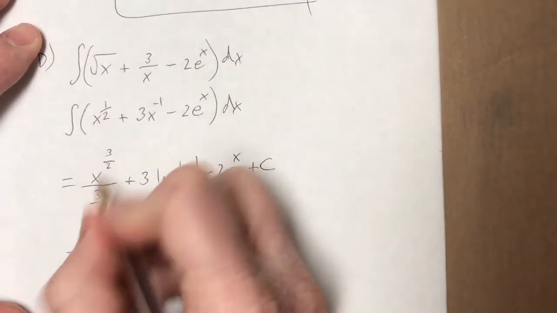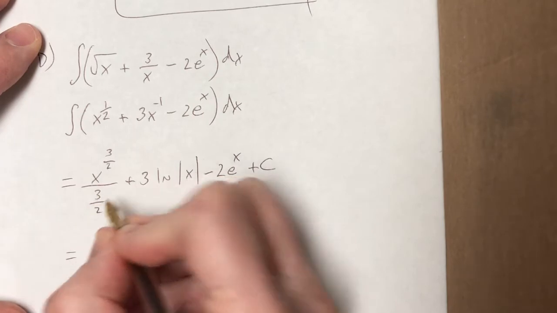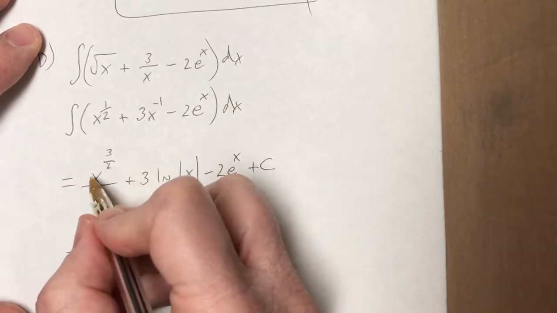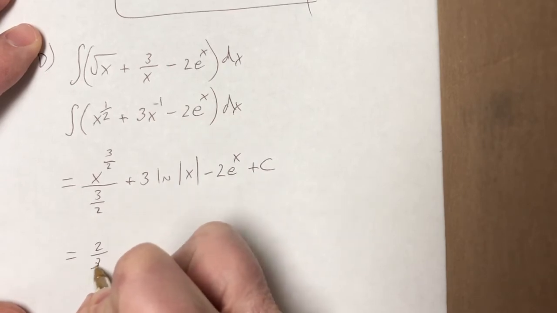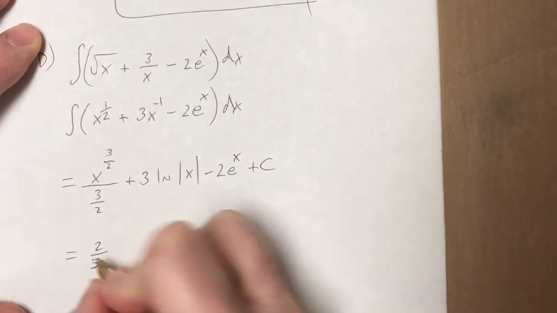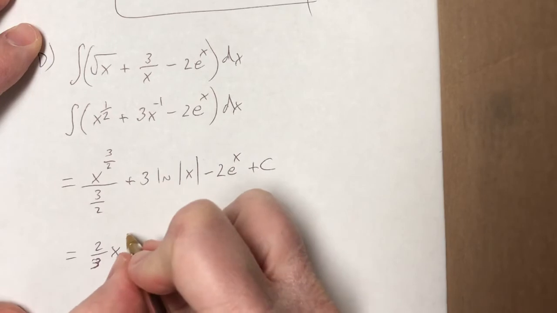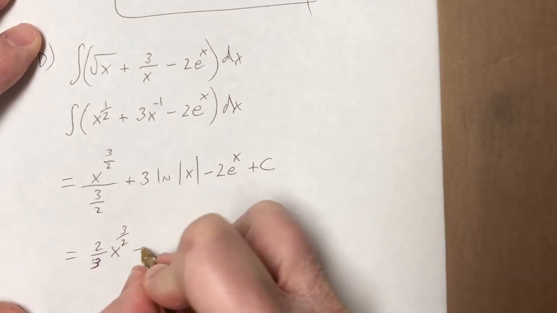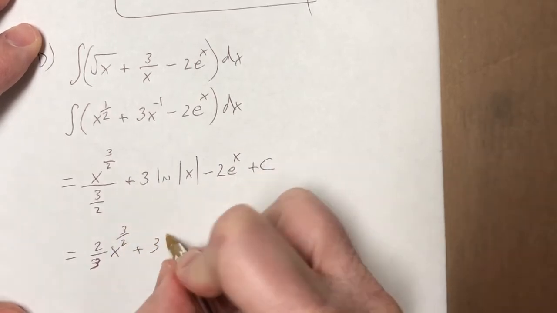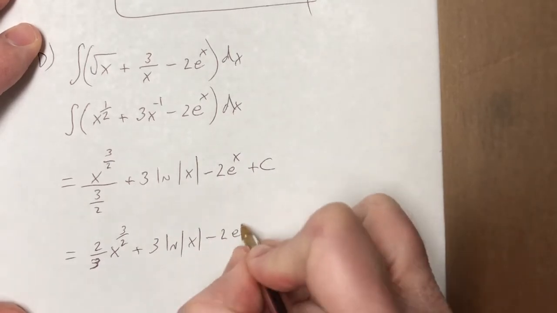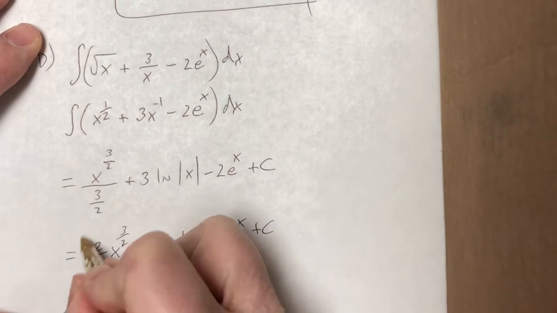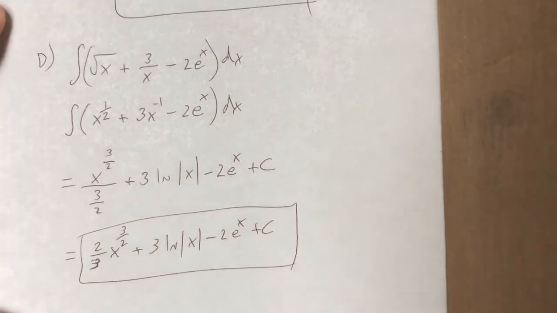Let's go ahead and simplify this, because again, I don't want to have a fractional result here in the denominator. So this really means 1 divided by that, which is the same as 2/3, times x to the 3/2 plus 3 times the natural logarithm of the absolute value of x minus 2e to the x plus c. Wow, that's a lot. But there you go.